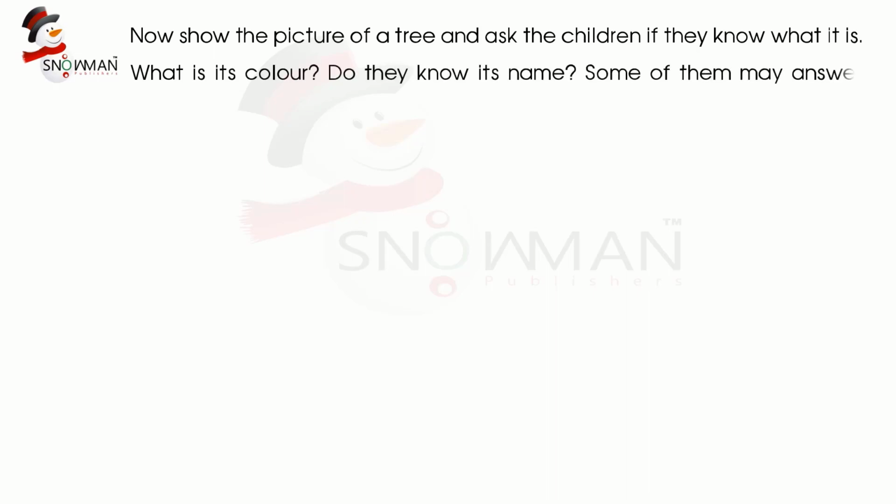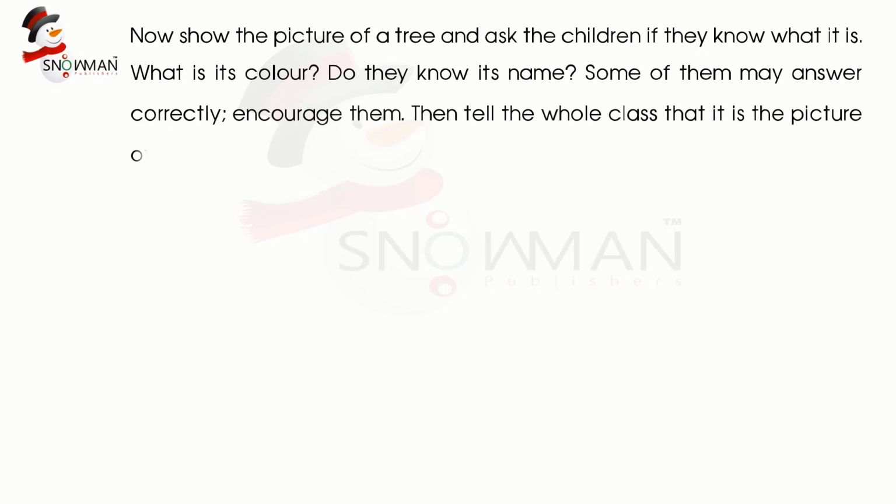these things. Now show the picture of a tree and ask the children if they know what it is. What is its color? Do they know its name? Some of them may answer correctly. Encourage them. Then tell the whole class that it is the picture of a tree. It is green and its name is tree.